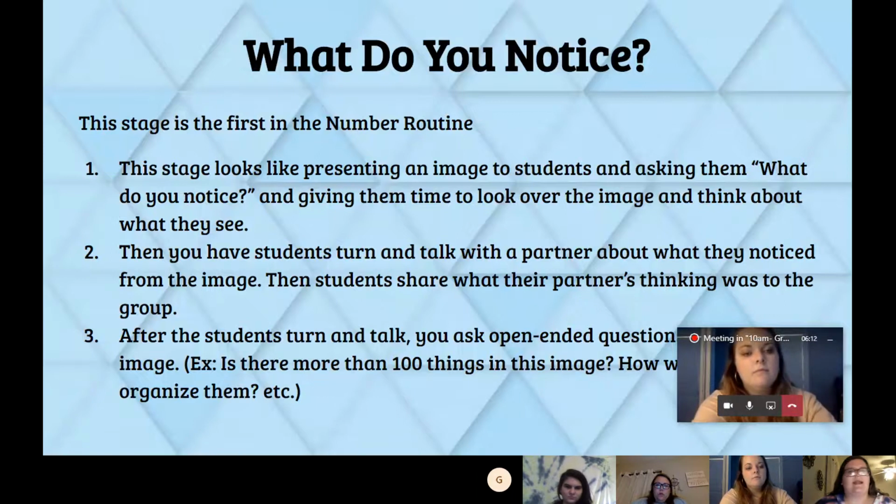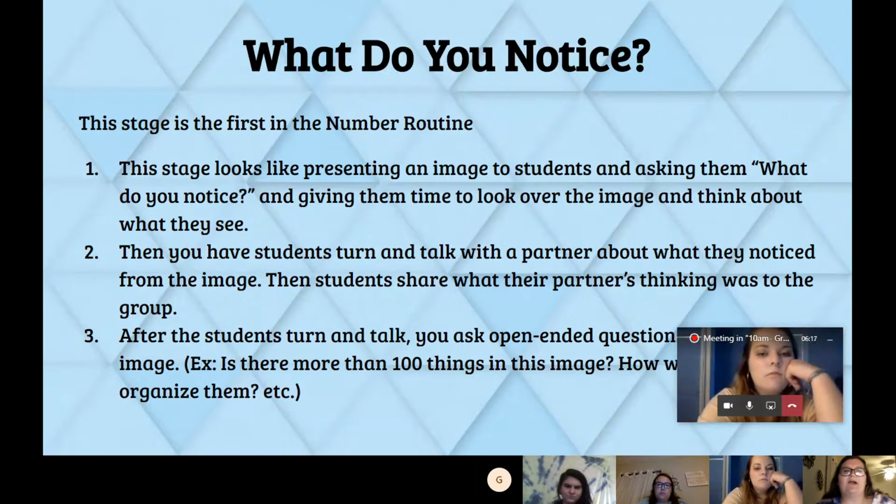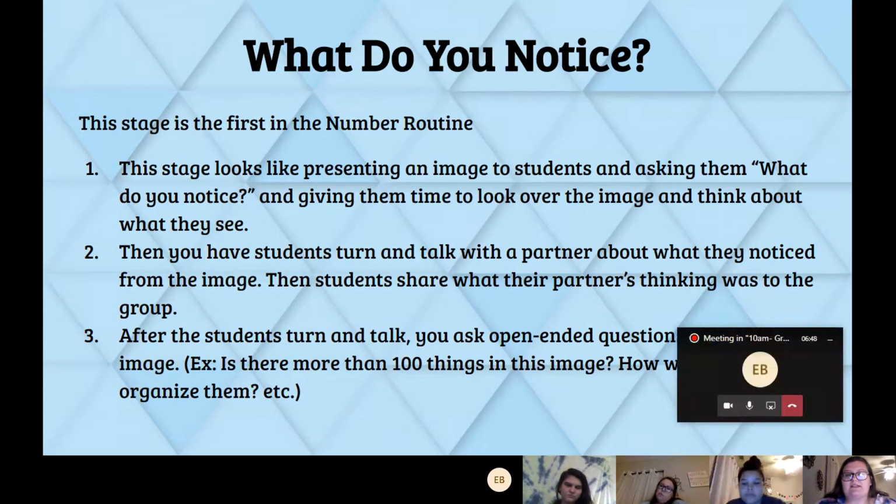This could be a picture of anything. Like you'll see in the examples I have later, it's literally a random picture. You give them a second to think about it, and then they turn and talk with a partner about what they've noticed. That could be the color in the image, what's in the image, how many things are in the image, whatever they think of. Then I assume they come back to the class and share what their partner was thinking with the group. It's going to be kind of weird when we do it later since we can't really turn and talk to a partner.